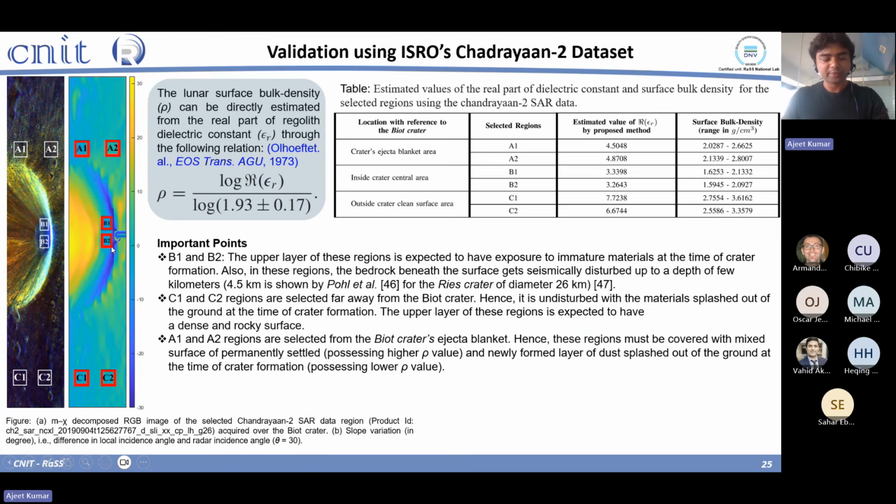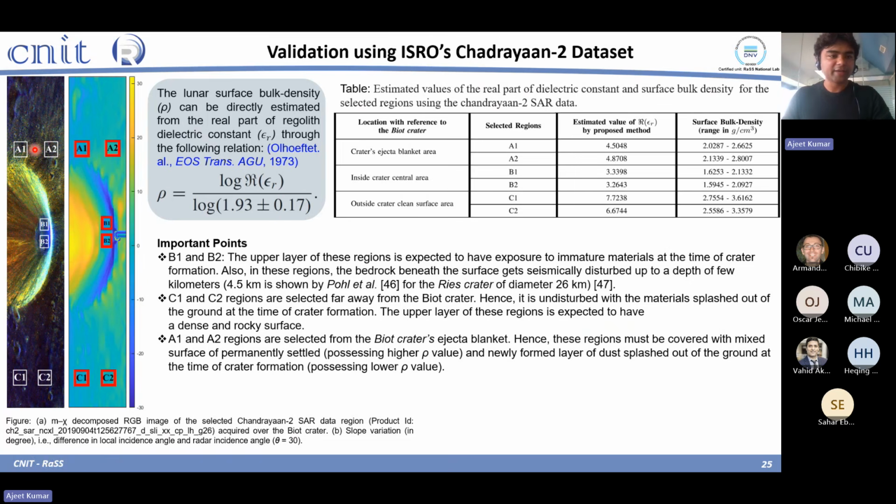Now we don't have the dielectric constant, so we chose a different way of comparing: the surface bulk density. We calculated the surface bulk density based on this formula, a known empirical formula established five to six decades back. We selected different regions. This one is highly disturbed for sure because of seismic disturbance, and it's also a bottom part, so it is more impacted by meteorites.